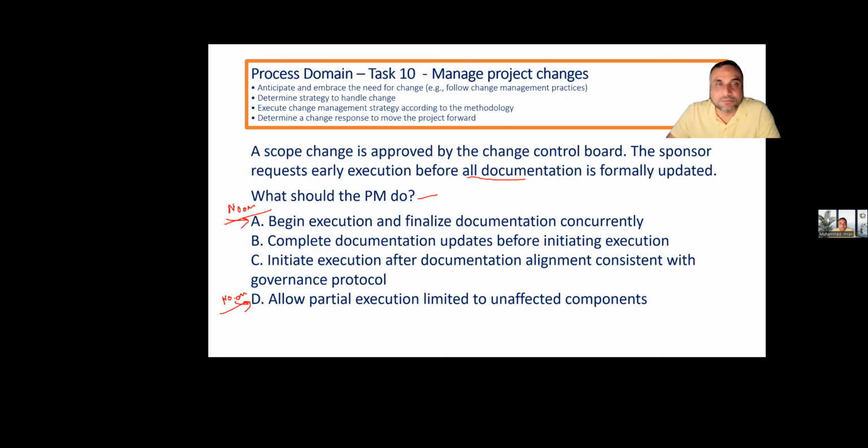B is the better answer. But if you read C, initiate execution after documentation alignment consistent with governance protocol. If you select this answer, your grade will be needs improvement or below target. If you select this answer, then you will be target or above target. Many of your answers are like this, so above target. If you select these answers, needs improvement, needs improvement.